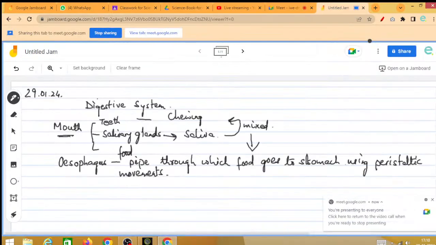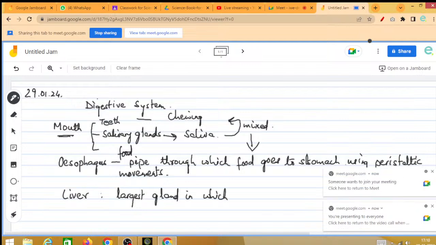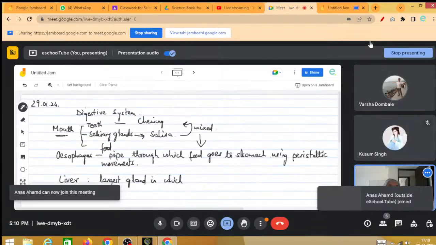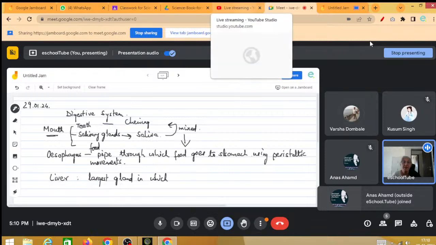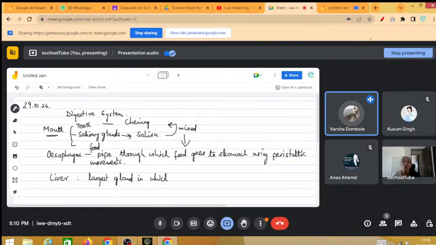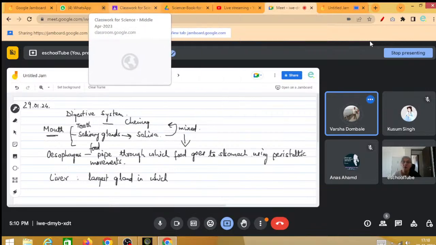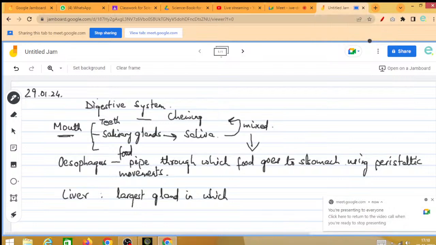After this, then, ma'am, the liver. The liver is the largest gland of the body, in which there is a rich supply of blood, and its main function is the storage of glucose. Wait just a second, somebody else is joining. The largest gland, in which there is a rich supply of blood.